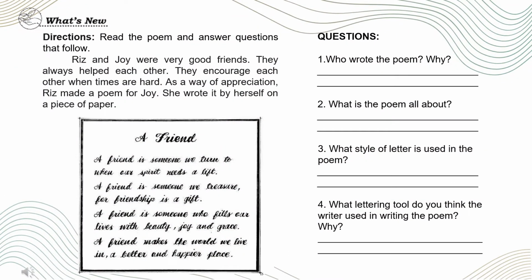What's new? For the directions, listen to the poem and answer the questions that follow. Reese and Joy were very good friends. They always help each other. They encourage each other when times are hard. As a way of appreciation, Reese made a poem for Joy. She wrote it by herself on a piece of paper.